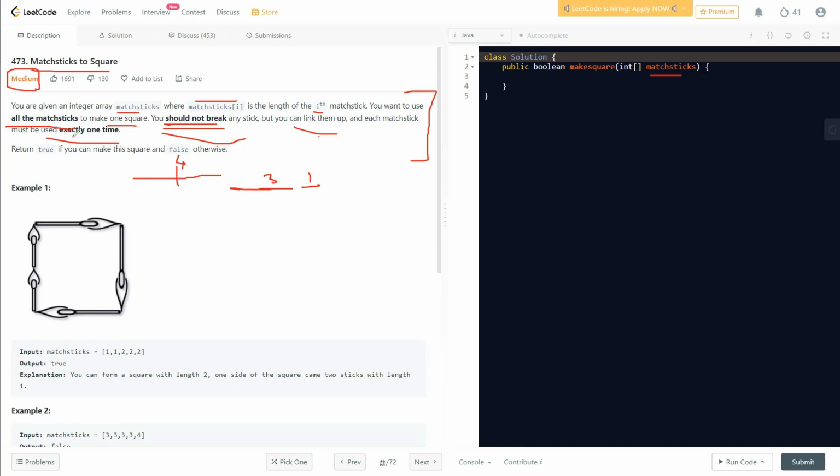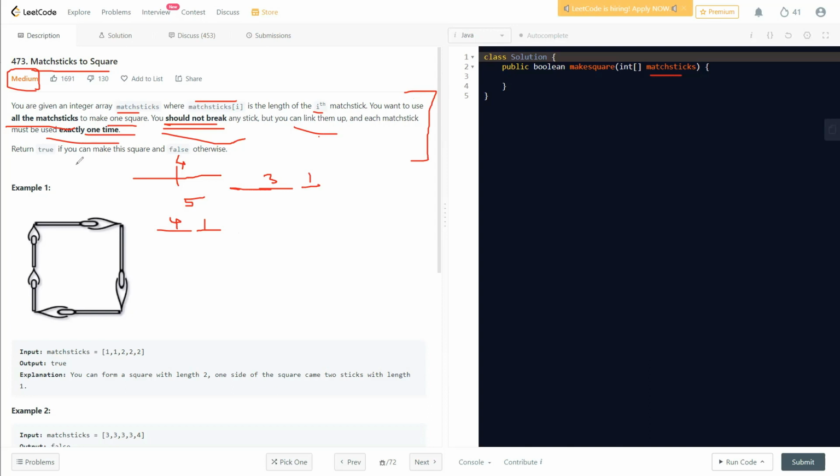Alternatively, what you can do is link them up. That is, you have a matchstick of length 4, and some other matchstick, say of length 1, and you can link them up to make a bigger one, like a length of 5. So you can link them up, you cannot break them. Further, each matchstick must be used exactly once, so you cannot use one matchstick multiple times. Obviously, if you are making a square, you cannot use one matchstick multiple times, right?